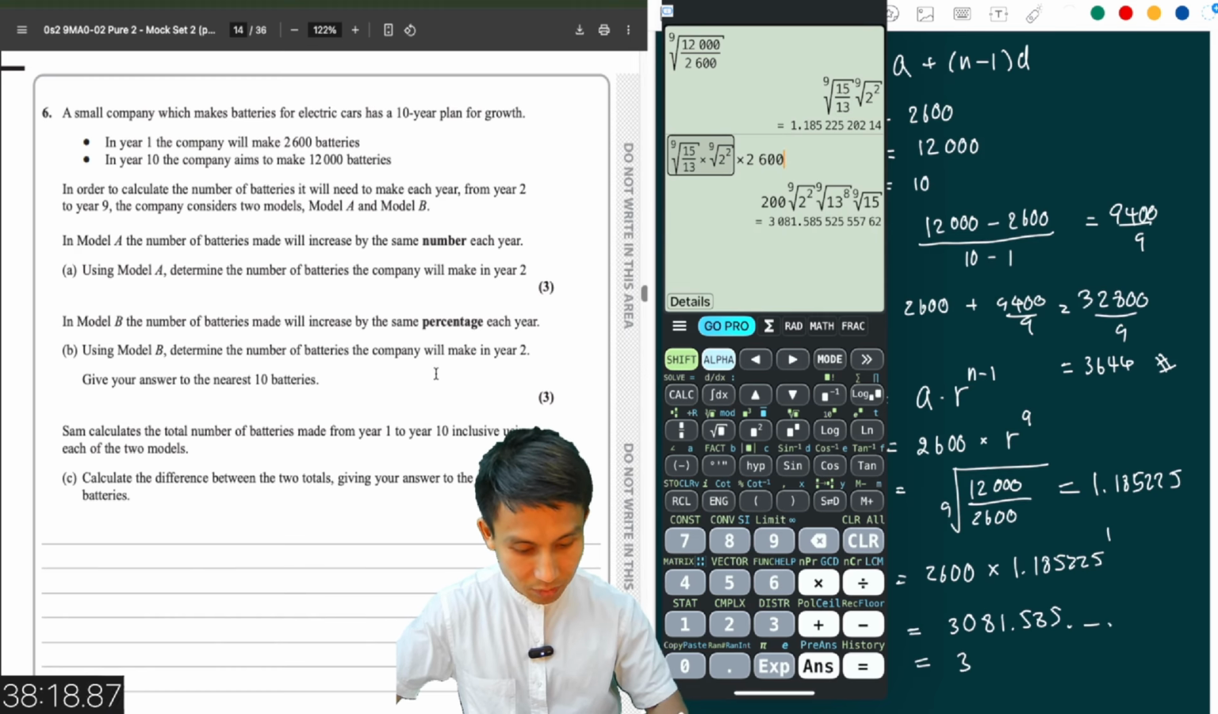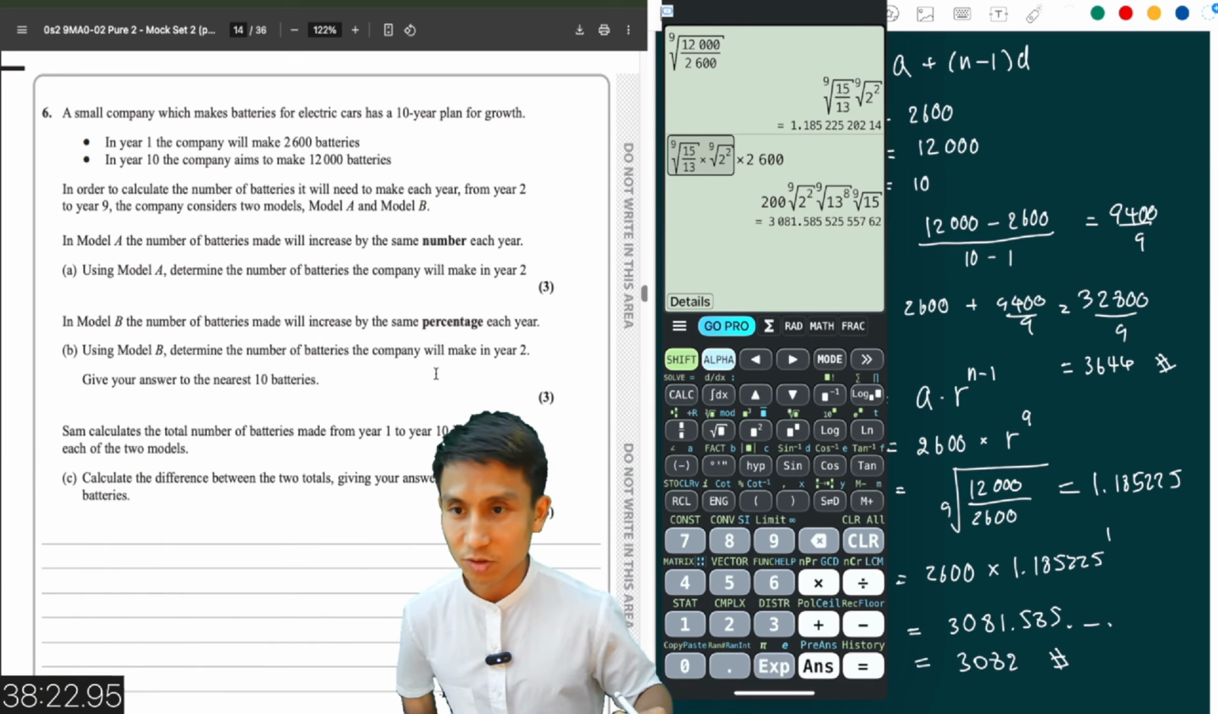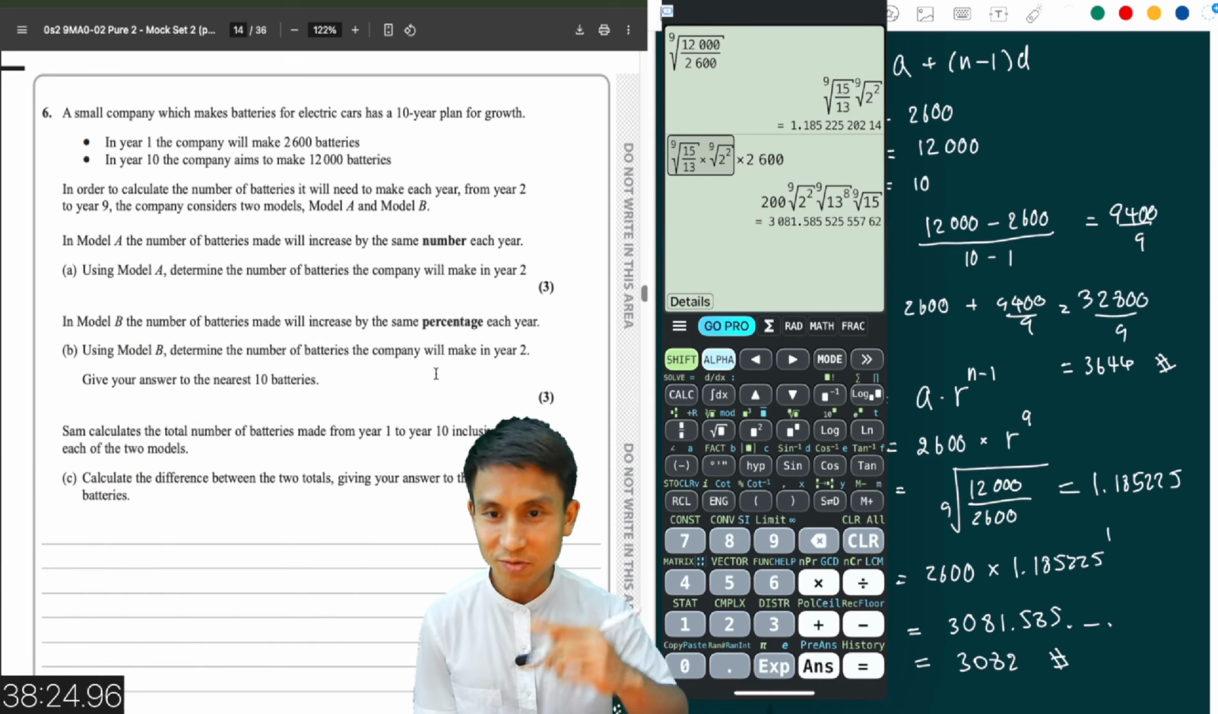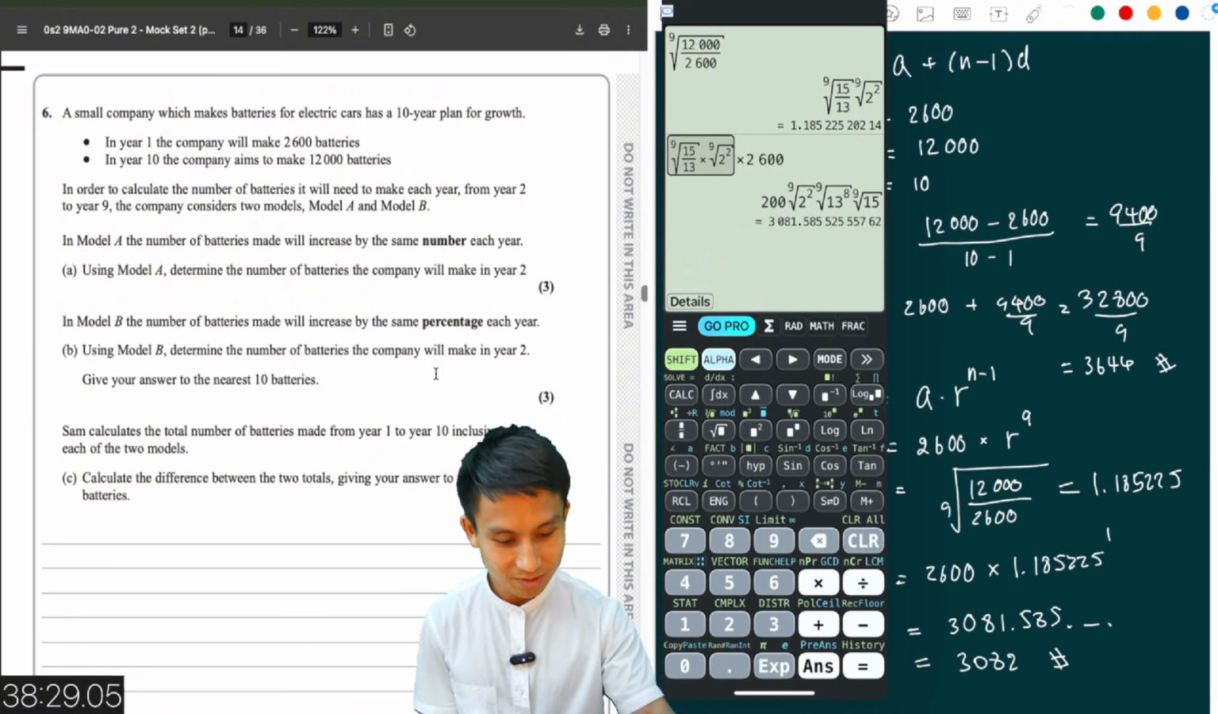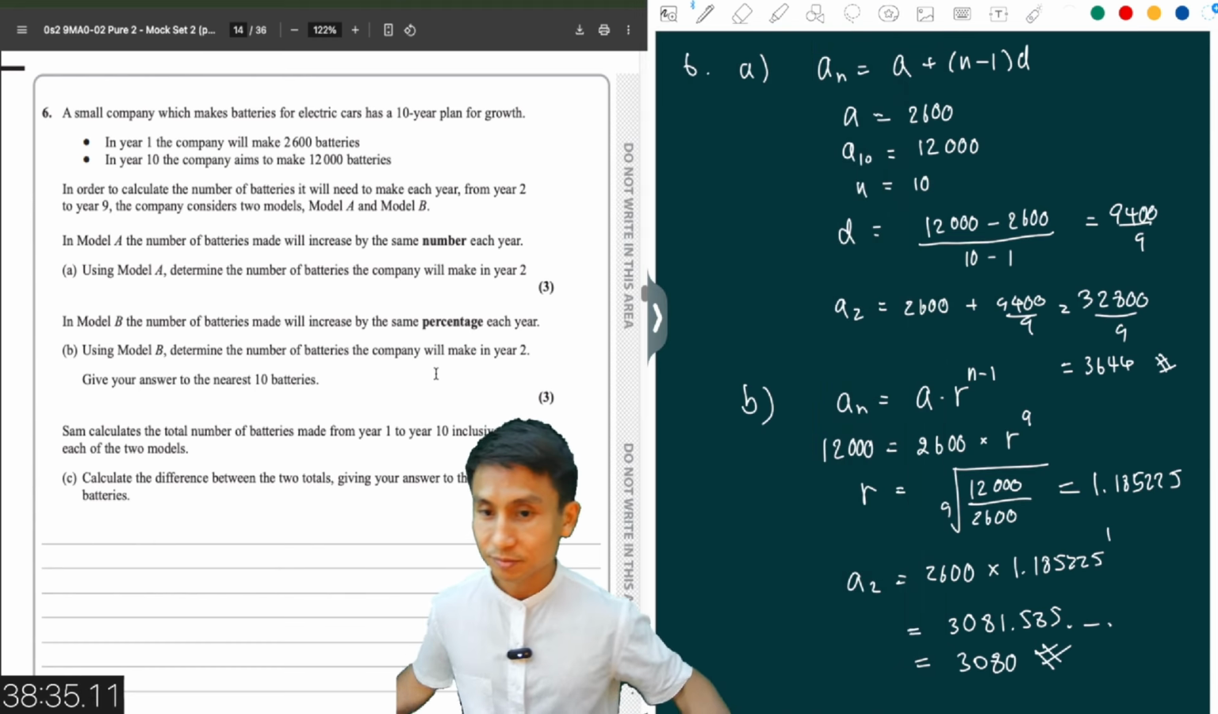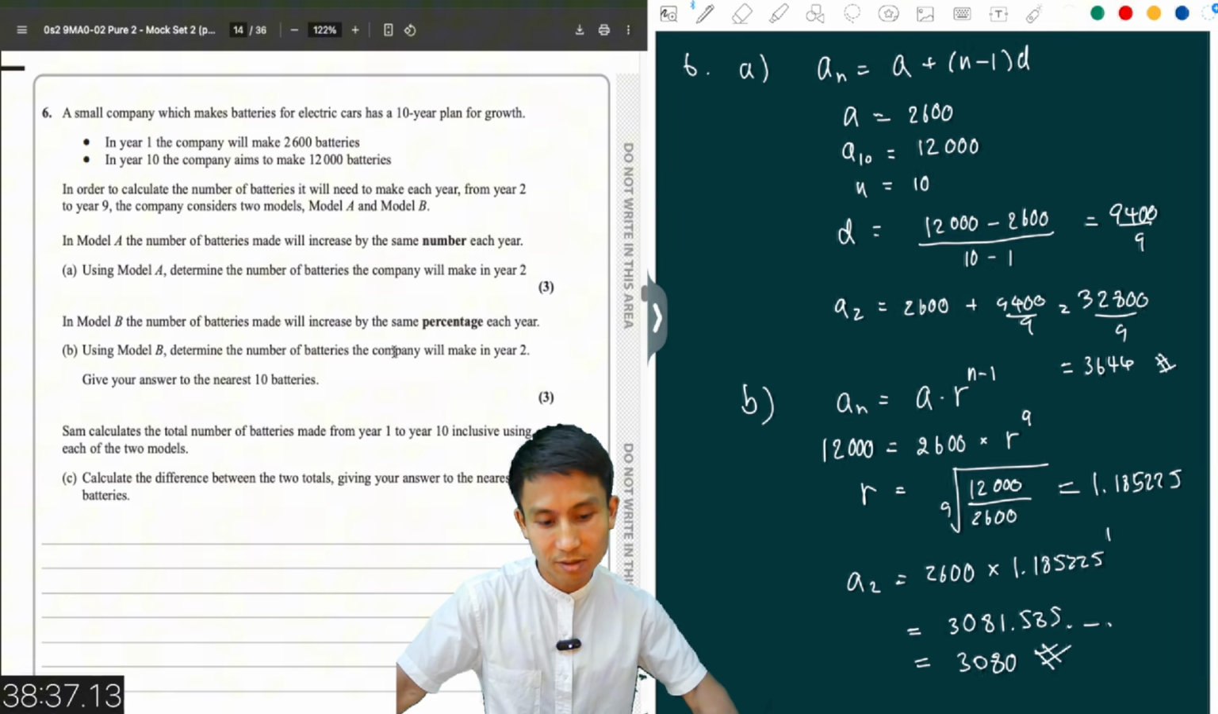And I'm going to round that to the nearest integer. To the nearest 10 batteries. All right, nearest 10 batteries there. So nearest 10 batteries would be 80, like that. Now I start to wonder if I got that one right, but it should be fine.